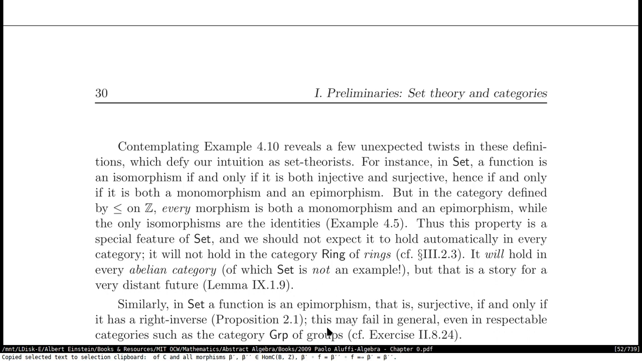They're talking about how in set theory you have an isomorphism if and only if it's both injective and surjective. By definition, it's bijective, and thus it has to be both a monomorphism and an epimorphism. But this actually doesn't hold for every category. We're going to see rings after a long time, actually. I think you'll have to wait around two more weeks until we get to rings, and we'll see how that rolls there.